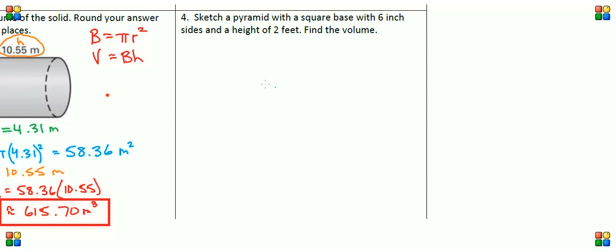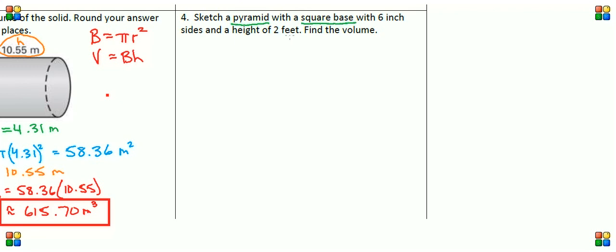Question number 4. Sketch a pyramid with a square base with 6-inch sides and a height of 2 feet and find the volume. So a couple things I notice here. First, I'm looking at a pyramid. It has a square base, so it is a regular pyramid. And we have dimensions of 6-inch sides and a height of 2 feet.